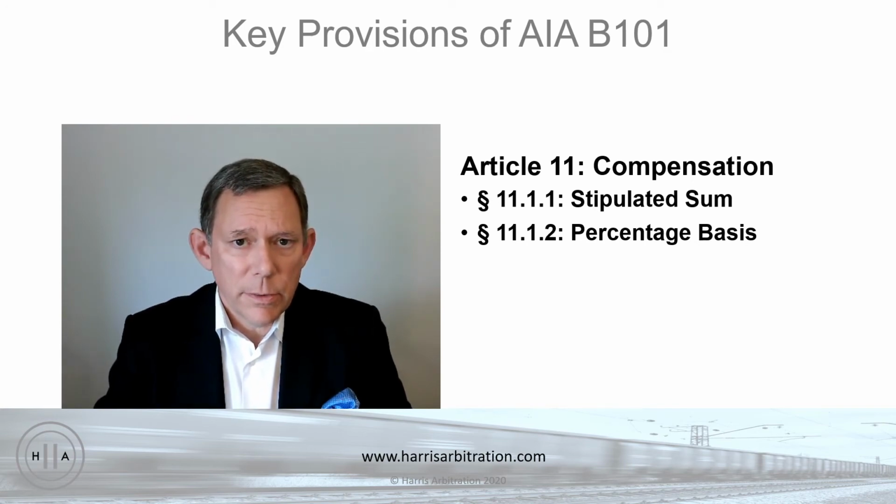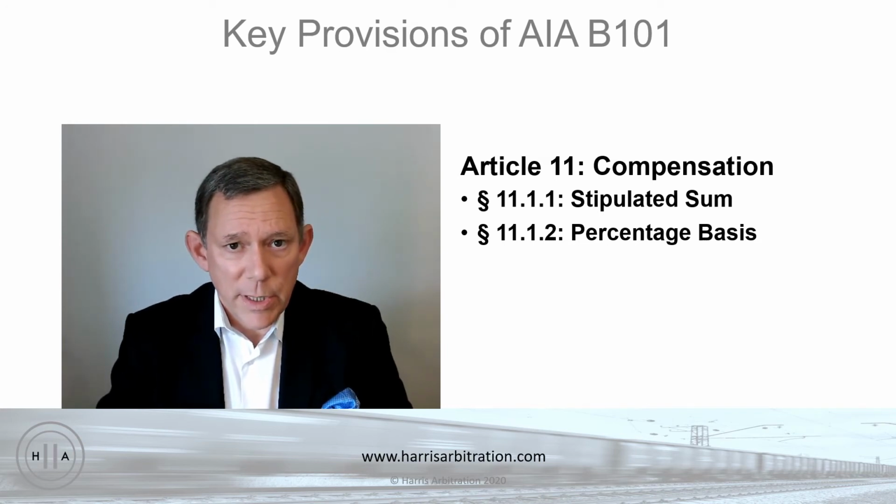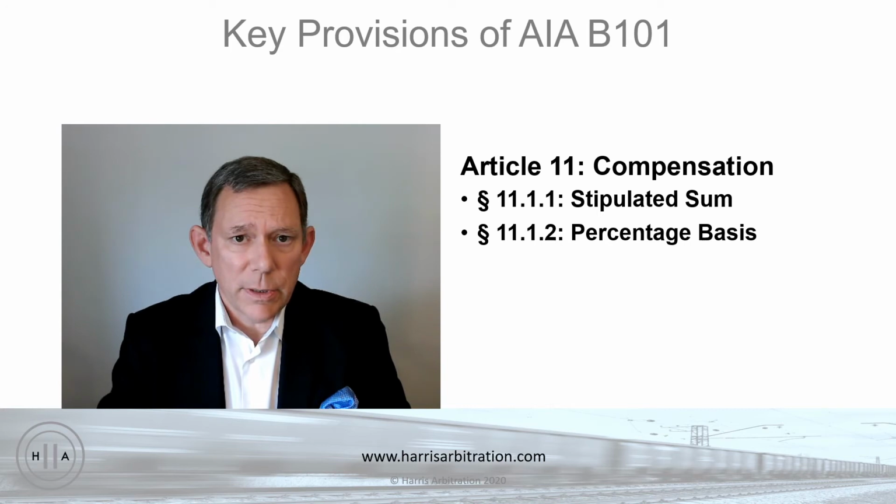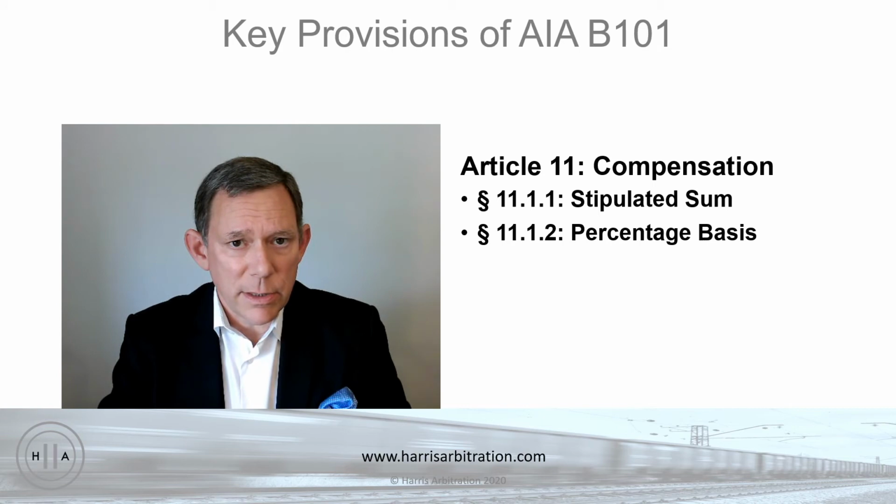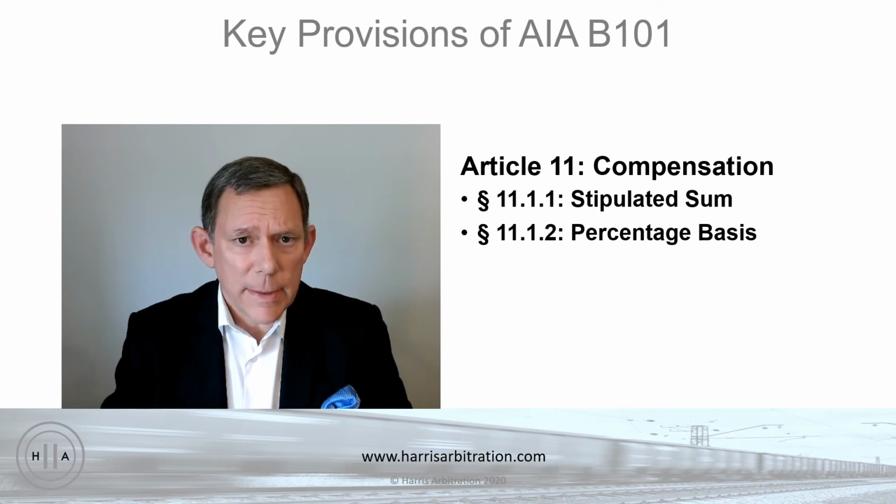Now, Article 11, which I also want you to pay attention to, entitled Compensation, basically means what it says, and there are two different models here. One is a stipulated sum, which is where the architect simply performs the scope of services that we just went through for a fixed dollar amount. The other possibility is a percentage basis, that is, a percentage of the cost of the work. And here the architect gets compensated as a fraction of the total estimated cost of the project. And so as the project gets bigger or smaller in scope, depending on the owner's budget and objectives, the architect's fee may go up or down. But those are the two basic ways by which architects get compensated under the B101.